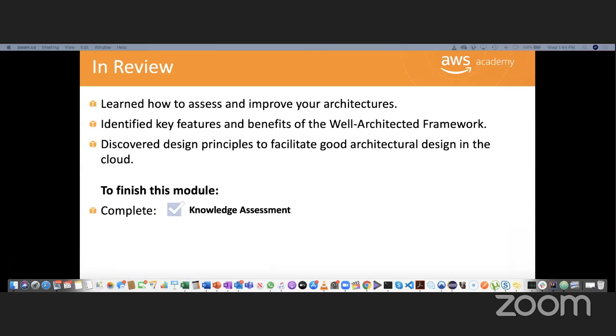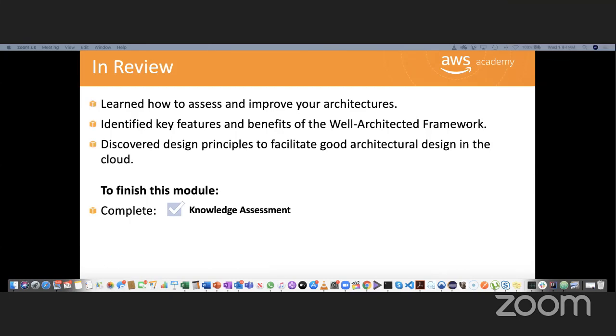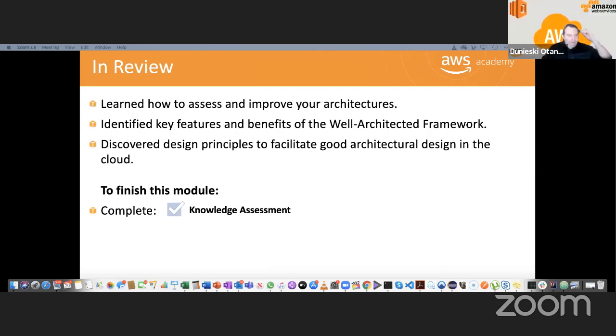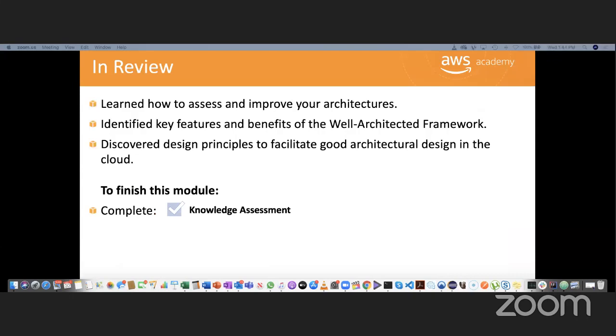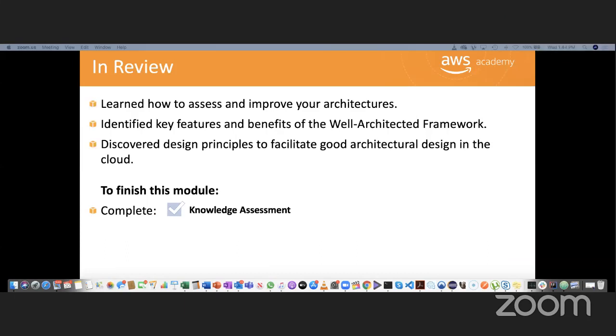Operational excellence. Good. Another one. Another person, please. Security. Security. What else? Reliability. Reliability. What else? Performance efficiency. Performance efficiency. And the other one? Cost optimization. Money. Okay.